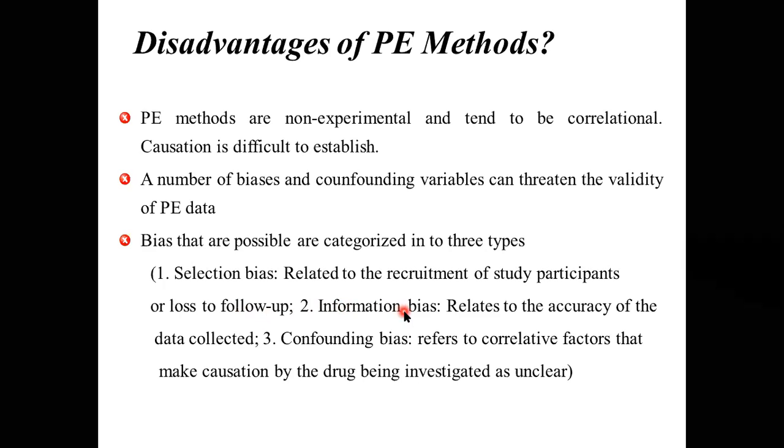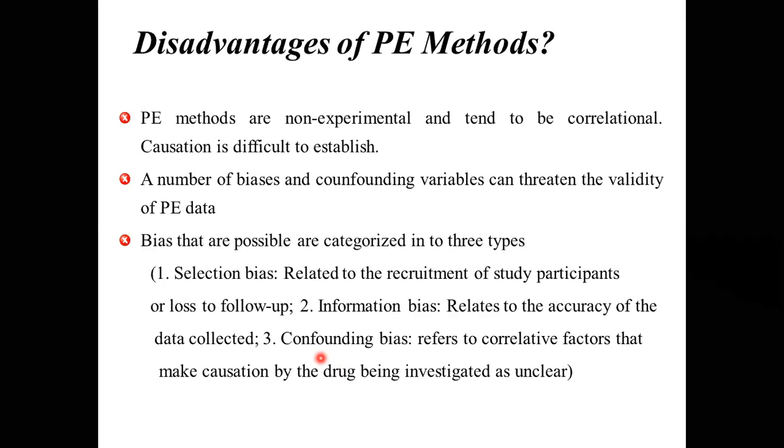Information bias relates to the accuracy of the data collected. When the patient is giving the information, if he or she lies to you, then that data is in danger. That is the biased one. That is called information bias. Probably you, as a researcher, will be 100% correct in giving information, but when you want to get the information from the patient, they may lie or they may give an answer which is not true. That may lead to information bias.